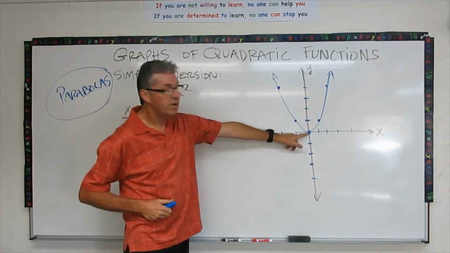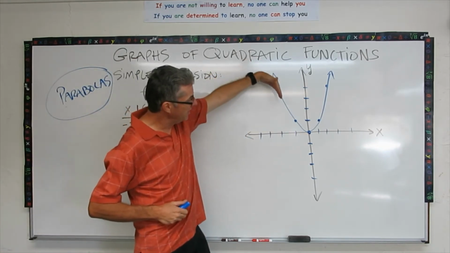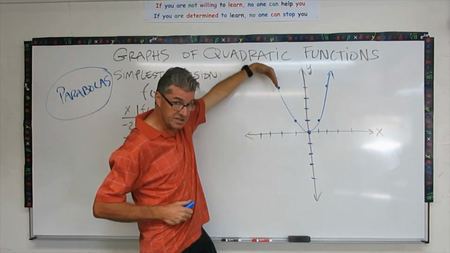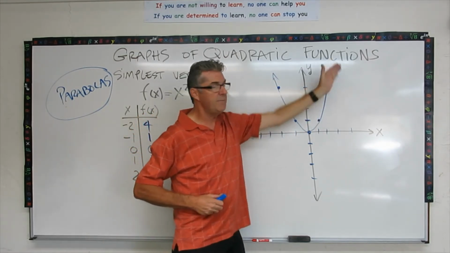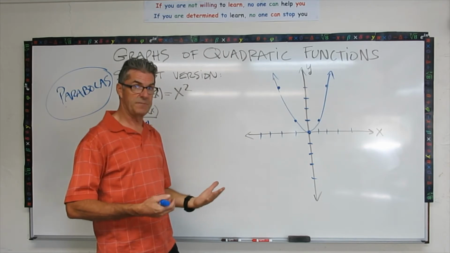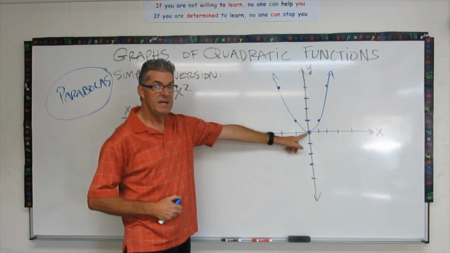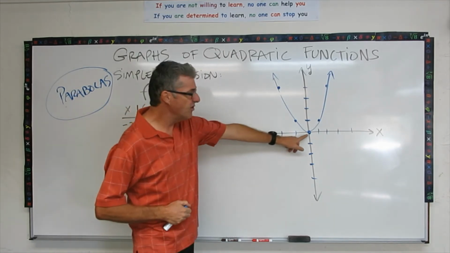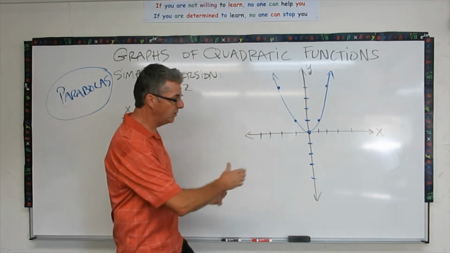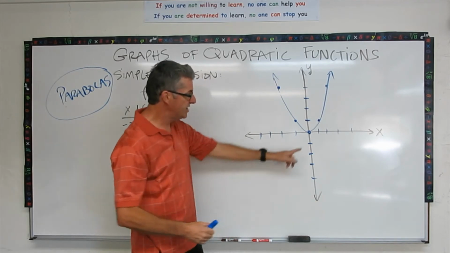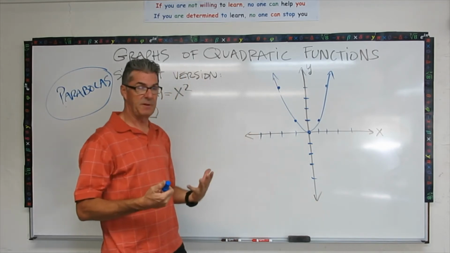This is the place where the parabola turns. It's going down, it's a decreasing function, and then it turns at 0, 0, and now it's going up. It becomes an increasing function. This point is a minimum. It never gets below here. Okay? So that's a minimum. We have parabolas that open downward, in which case that vertex is a maximum.